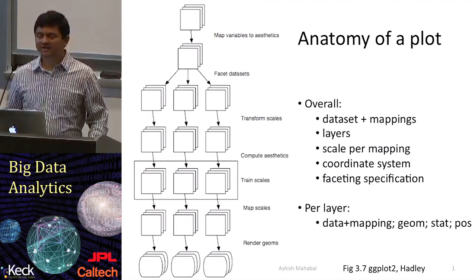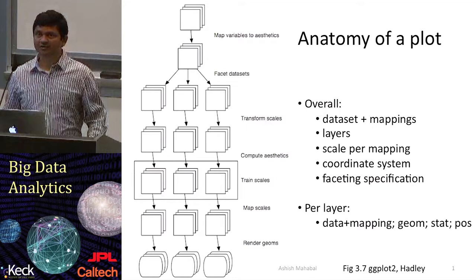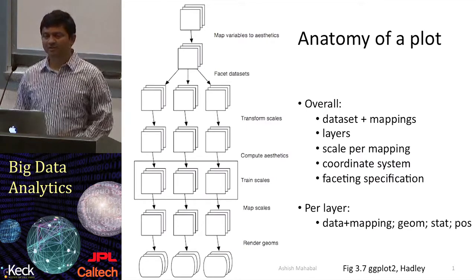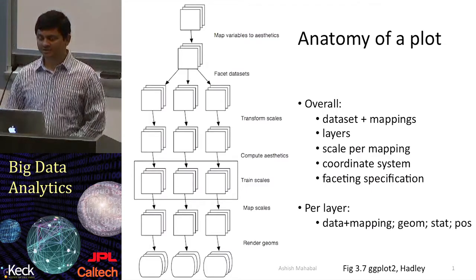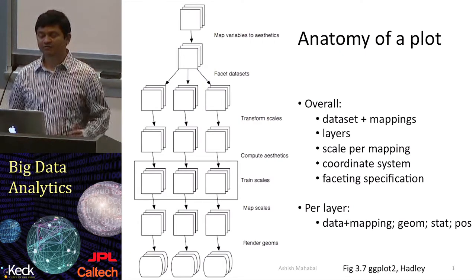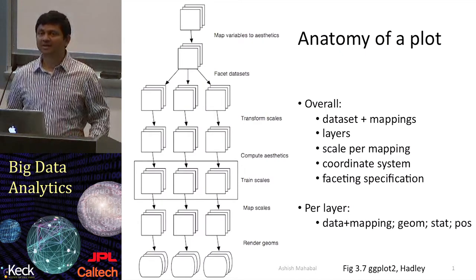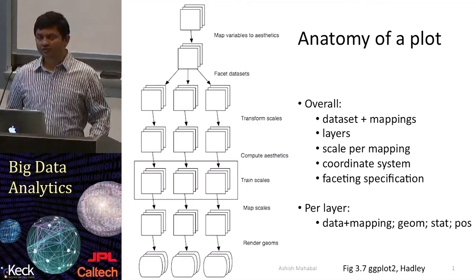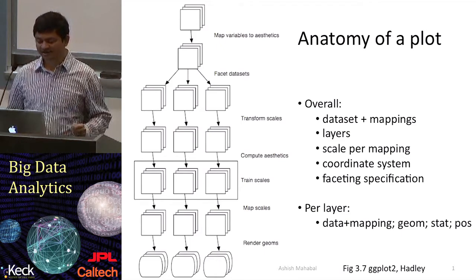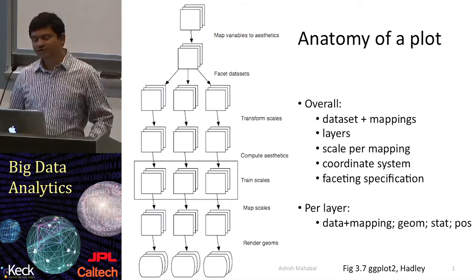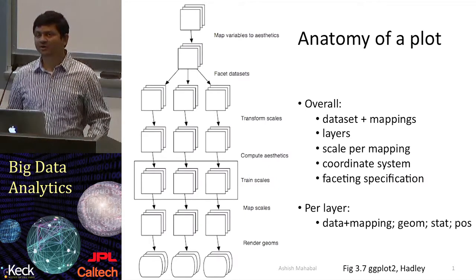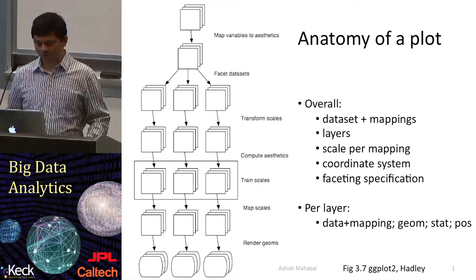This shows graphically how the elements in the grammar of graphics can be brought together. At the top you have the mapping of variables to aesthetics. Overall, you have a data set, a data frame as we saw, and a set of mappings, one or more. Then there are multiple layers. For each of those layers, you again have some data, very likely a subset of the original data, some mapping, and associated with that a geom and a stat, and a position where that particular layer or subset should go.